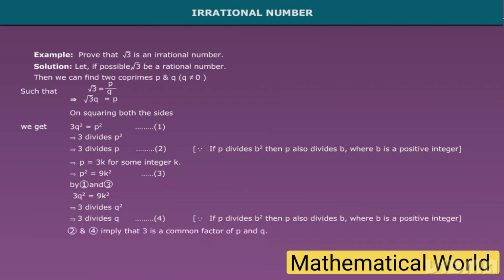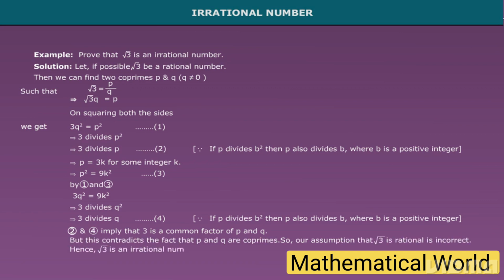2 and 4 imply that 3 is a common factor of p and q. But this contradicts the fact that p and q are coprime. So our assumption that root 3 is rational is incorrect. Hence, root 3 is an irrational number.